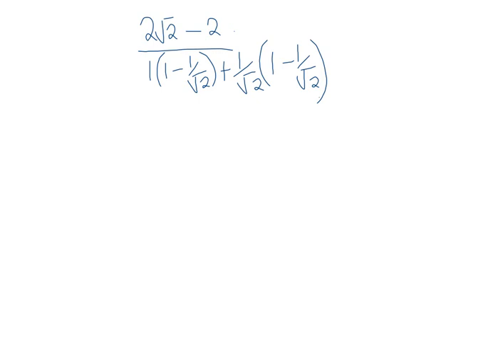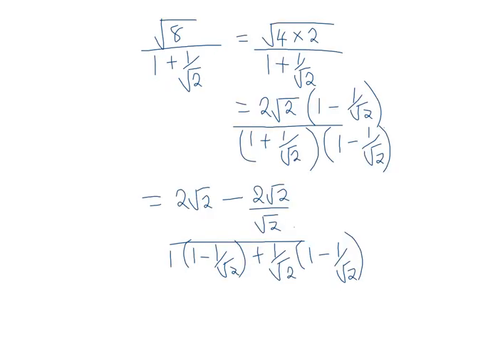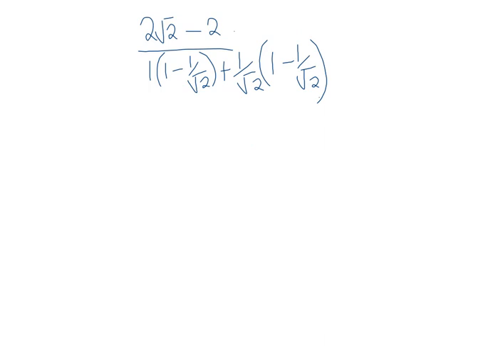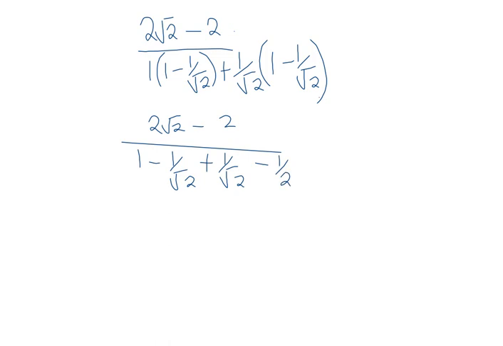So we open the brackets and we will have 1. So this is 2 root 2 minus 2 over 1 minus 1 over root 2 plus 1 over root 2 minus 1 over root 2 multiplied by 1 over root 2 will be 1 over 2. So negative 1 over root 2 plus 1 over root 2 will be 0.